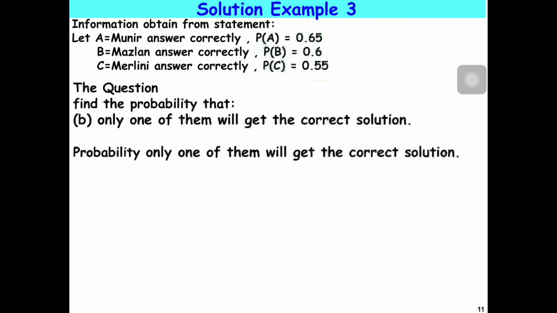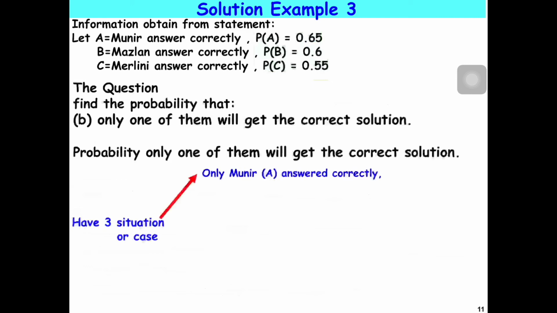Okay, next, again, this is the information, and the question is, find the probability that only one of them will get the correct solution. So, the probability that only one of them will get the correct solution has three situations or cases. That is, only Munir, A, answered correctly, and Mazlan and Marlini answered incorrectly. It means the events B complement and C complement. Okay, the first situation, and you will get probability A intersect B complement intersect C complement.